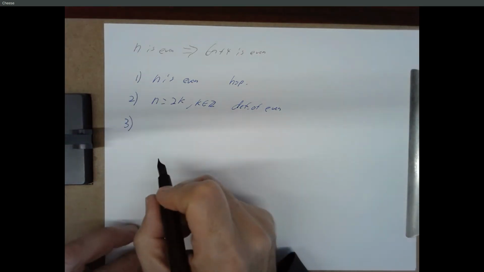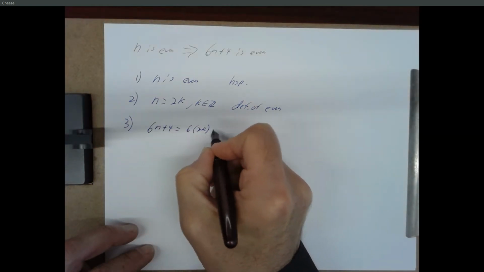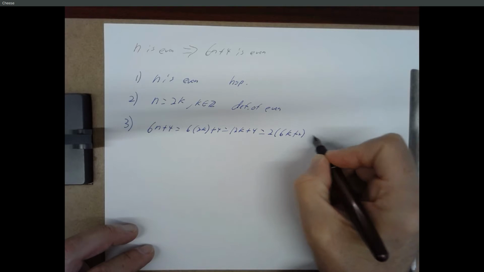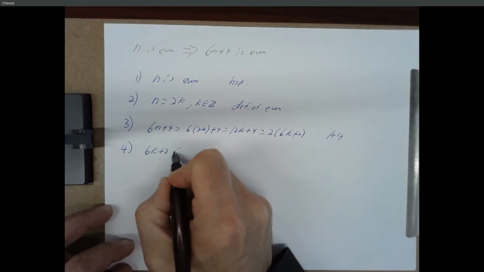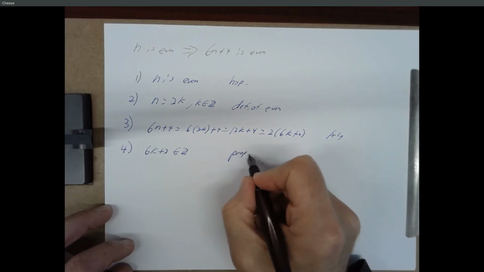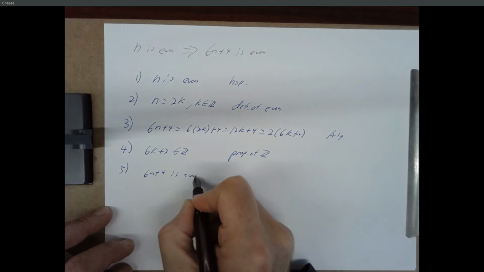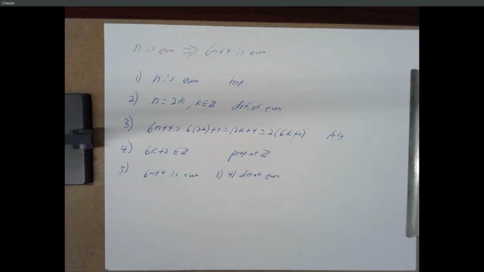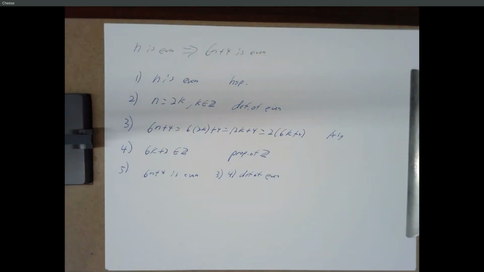And then we're trying to make a statement about 6n plus 4. Let's just do some substitution. 6n plus 4 equals 6 times 2k plus 4 equals 12k plus 4 equals 2 times the quantity 6k plus 2. That's algebra. 6k plus 2 is an integer. That's properties of integers. And so 6n plus 4 is even. And that follows from 3, 4, and the definition of even, because we showed that 6n plus 4 was 2 times something which is an integer, and that's the definition of being even. So something along those lines constitutes a decent proof.